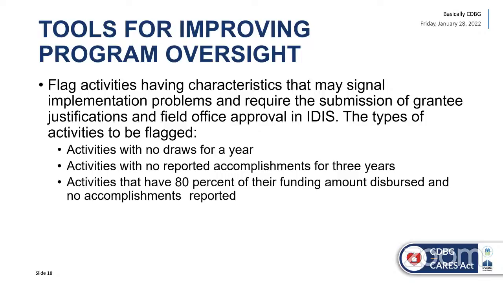And so there's three types of flags for CDBG. There's activities that have had no draws for a year, and that kind of indicates that maybe something's stalled. So that's why there's that flag. There's also flags for activities with no reported accomplishments after three years. And of course, that's also a little bit of a concern, because why has there been nothing reported for three years? And then the last one is activities that have had 80% of their funding disbursed, but no accomplishments reported. So again, these are just three monitoring things that can indicate issues. They aren't necessarily saying that there's a problem, but it can indicate a problem.